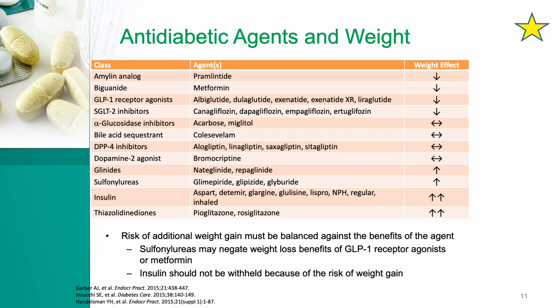This table shows the effects of the different anti-diabetic medications and their relationship to weight. So you have to consider the risk of an additional weight gain and balance it against the benefits of the agent, especially when we're looking at obese patients who are the majority of the type 2 diabetics. Please note that insulin should not be withheld because of the risk of weight gain. We did not cover the amylin analogs, bile acid sequestrant, or the dopamine 2 agonist, as these are rarely used, and when they are, it is beyond my expertise.